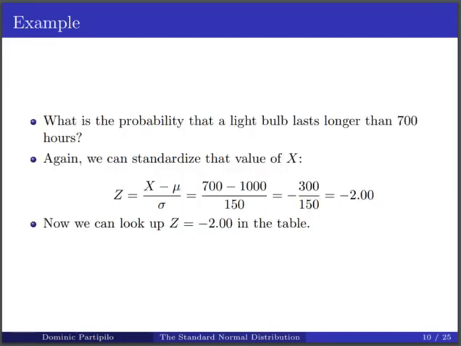So now let's look at a slightly more complicated example. What's the probability that a light bulb lasts longer than 700 hours, meaning greater than 700 hours? So again, we can standardize this value of x. Remember, our mean was 1,000 and our standard deviation was 150. So when we standardize this value of 700, we'll end up with negative 300 over 150, which is negative 2, exactly.